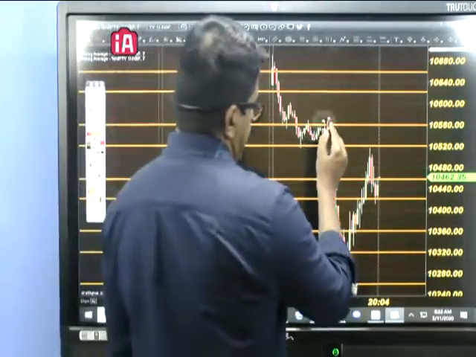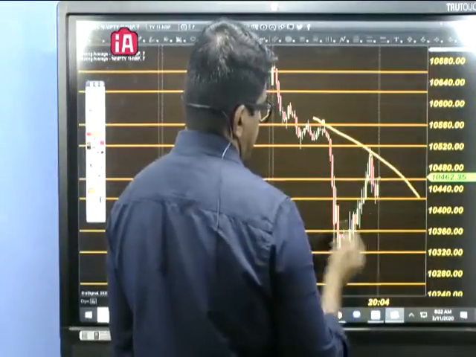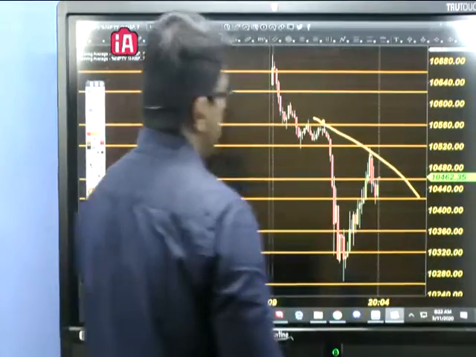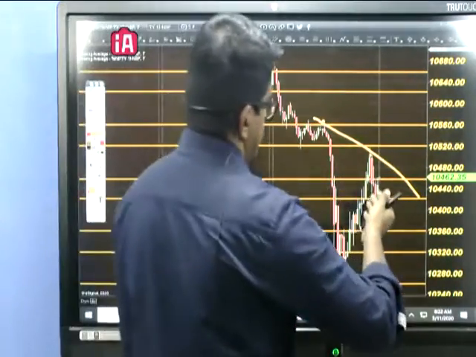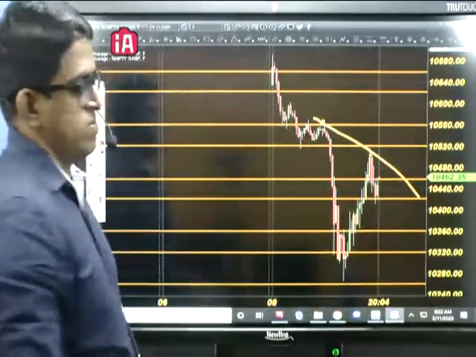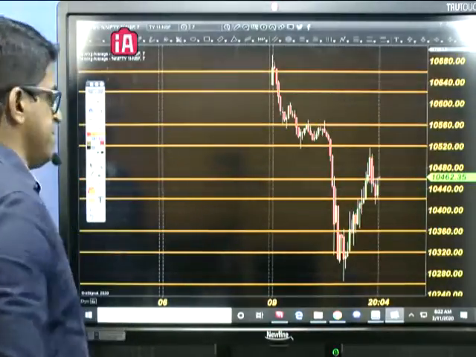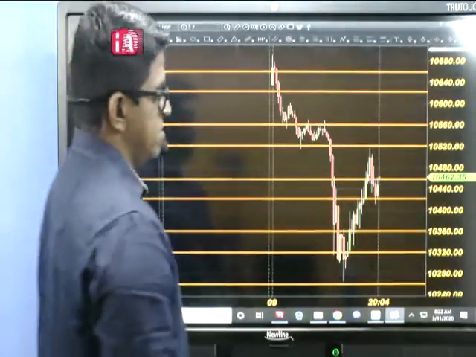Maybe I can draw one trend line by connecting these two lines, but we don't have sufficient data. If at all we want to draw a trend channel, I need to connect it from the top, so it doesn't sound good. So I am leaving that. It's a very plain strategy.